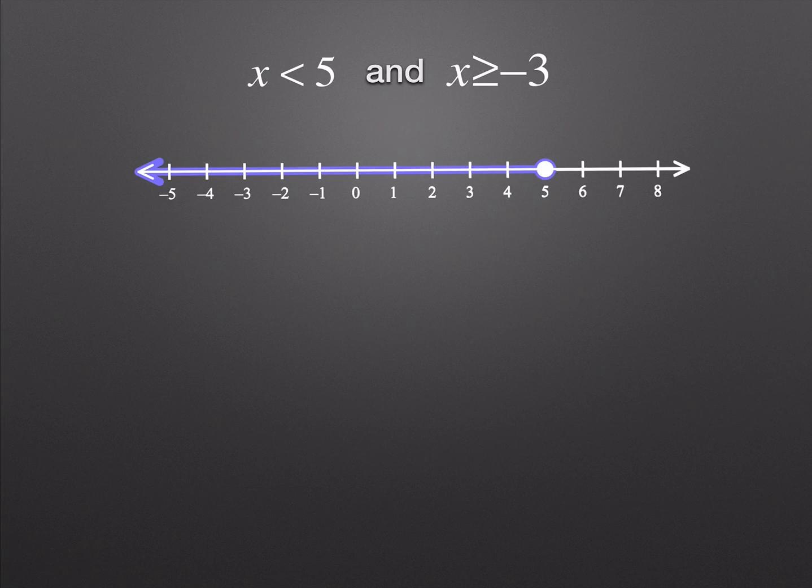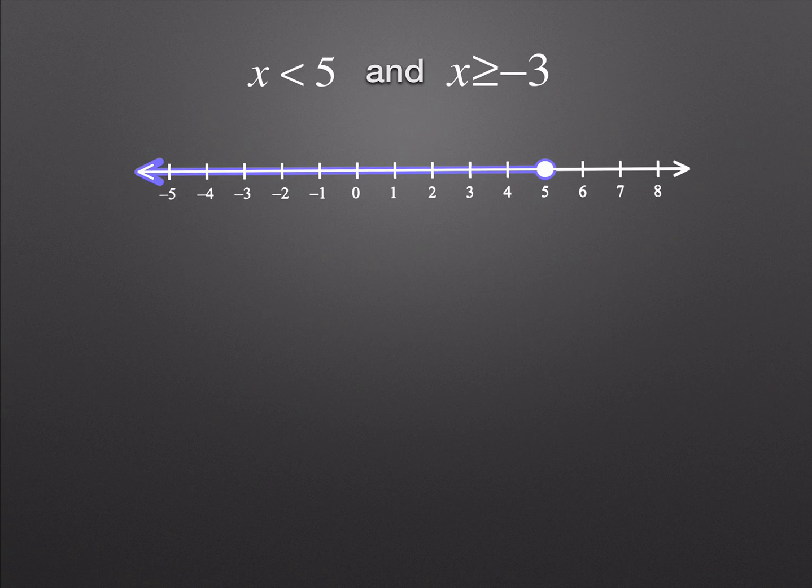Notice that the circle around 5 is a white circle. We know x less than 5 means that I have an open circle at 5. The way it's going to work, we're going to have a white circle on the open circles, and we'll have a colored circle on the less than or equal to or greater than or equal to. So here we have all of the points that are less than 5 shown in the blue.